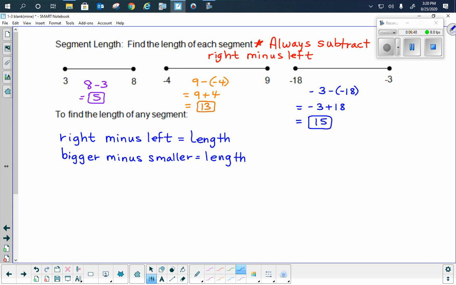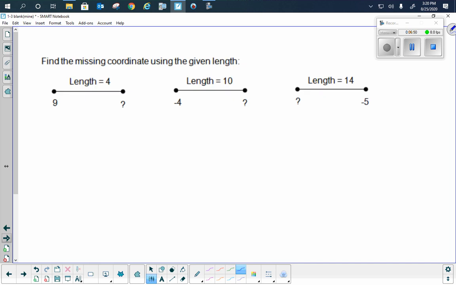Bigger minus smaller. All right, so then if we get to this, where now we're doing something a little bit different. We're finding the missing coordinate. So when I say coordinate, for this first problem, we're saying, okay, somebody's standing at 9 on the number line right here. And we want to know where this person is standing on the number line if that length were 4. Now I hope the logic would say that if I am moving 4 steps past 9 in the right direction, that I would be now standing at 13, right?